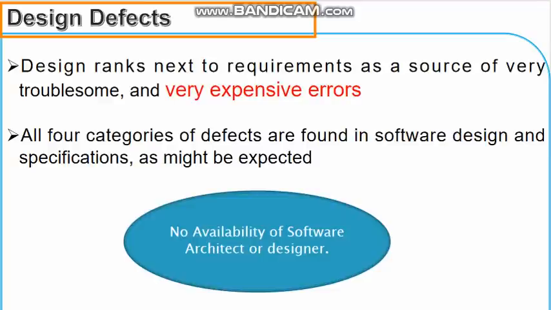Next is design defects. Design ranks next to requirements as a source of very troublesome and very expensive errors. All four categories of defects are found in software design and specification, as might be expected. No availability of software architect or designer.